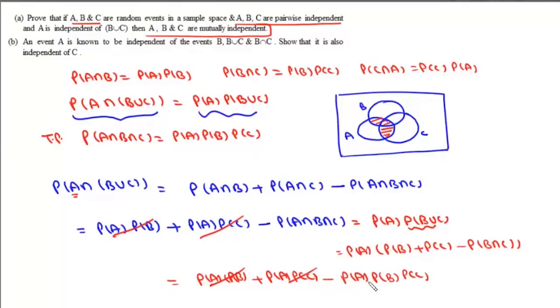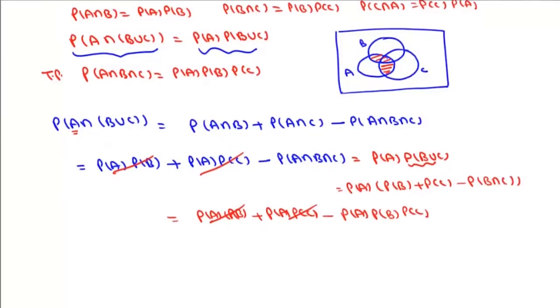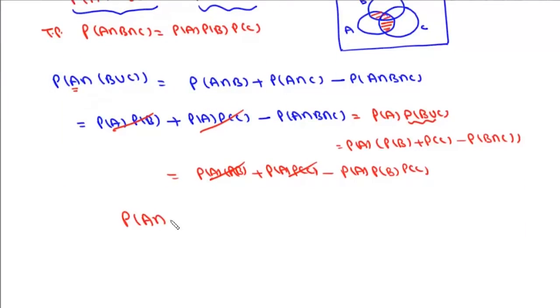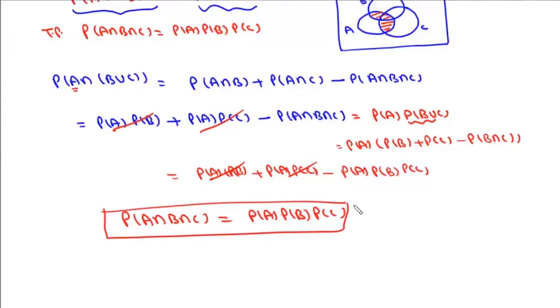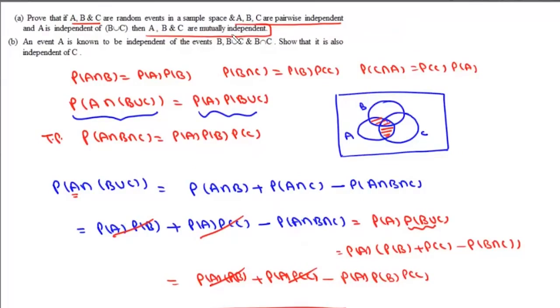So from here we get this result that P(A ∩ B ∩ C) is equal to P(A) into P(B) into P(C), which is what we need to prove in this question. So we have proved that A, B and C are mutually independent. Now in part B it says an event A is known to be independent of the events B, B ∪ C and B ∩ C. Show that it is also independent of C.